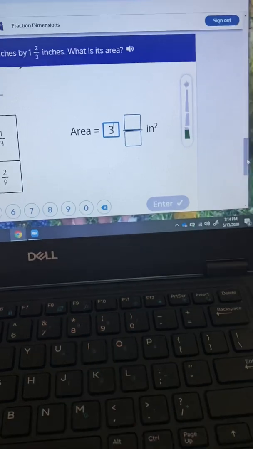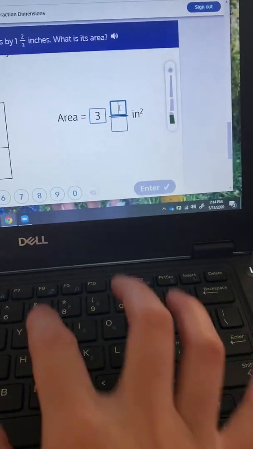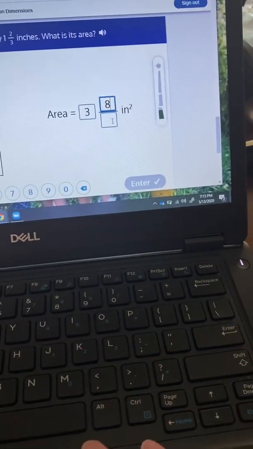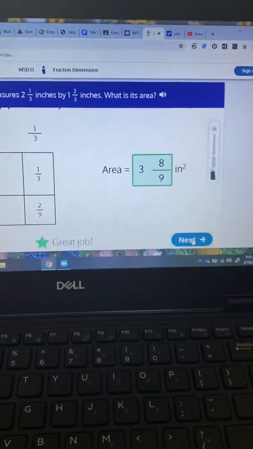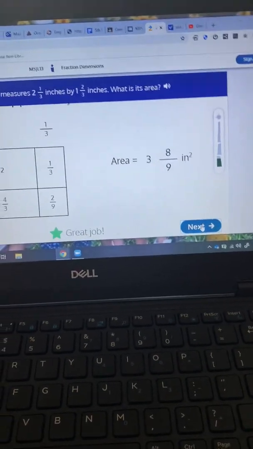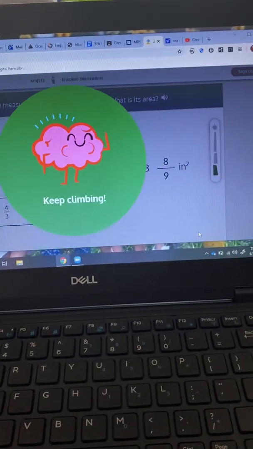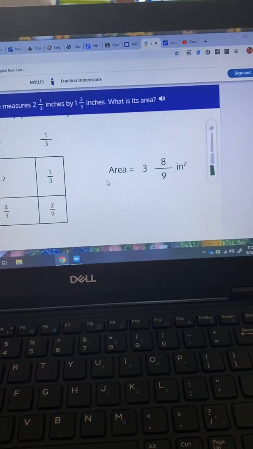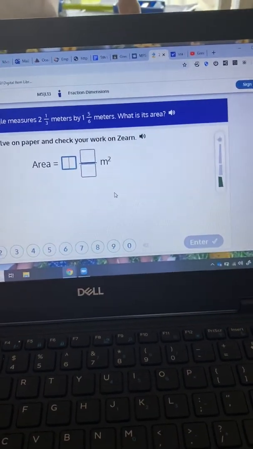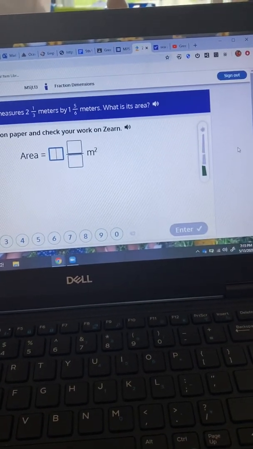Let's take a look back here, make sure Mrs. Green did this right. Getting tired tonight. Yes, good job. Okay, so that was lesson 13. Let's see what it has in the next one. For lesson 13, just make sure it's kind of similar. Solve on paper and check your work.